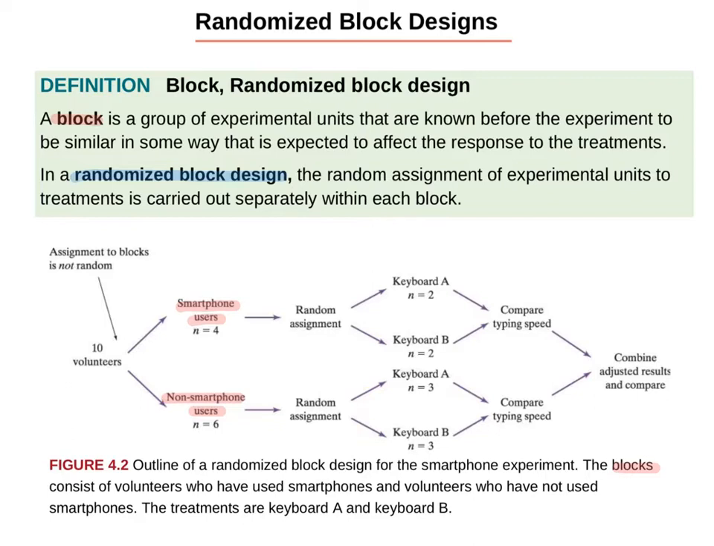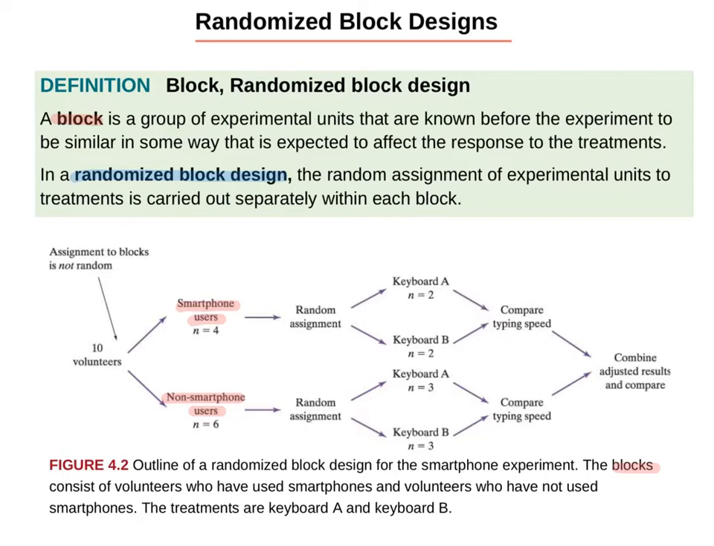within each block. So, for example, let's say that a smartphone company is testing two different keyboards, and they want to know which one users prefer or which are more user-friendly. And so they have 10 volunteers, so we start with 10 volunteers, but something that we know or something that we can find out before we conduct this experiment is who is a typical smartphone user and who is a non-smartphone user.